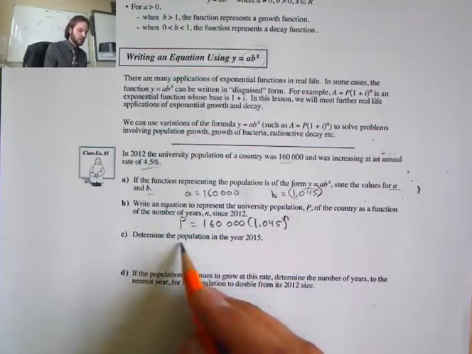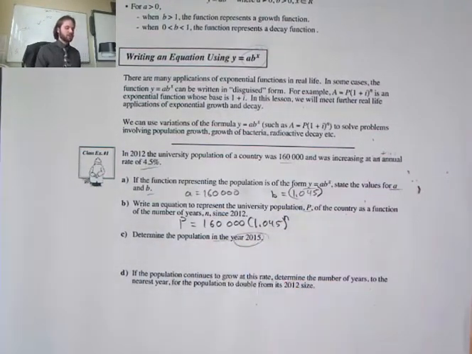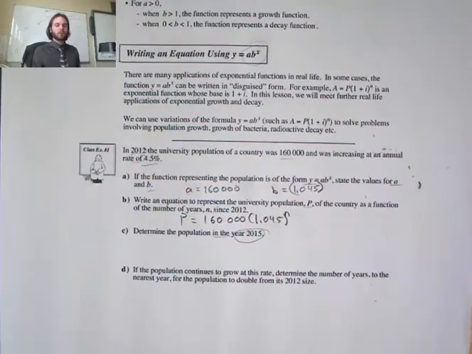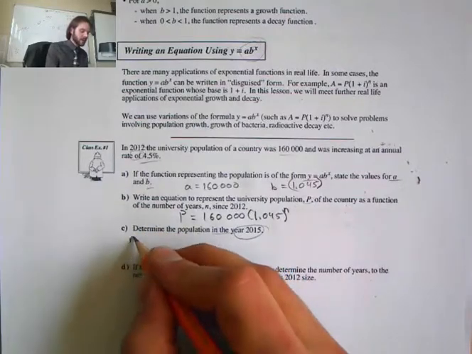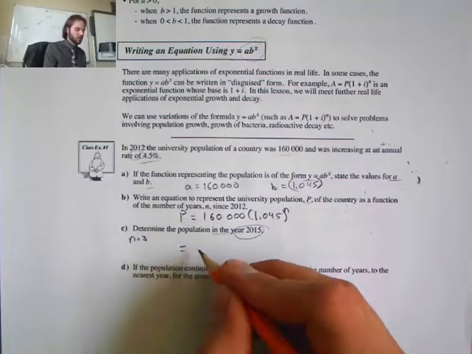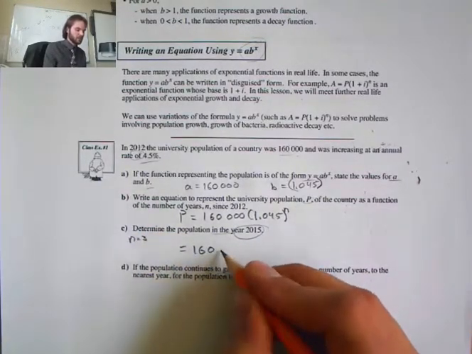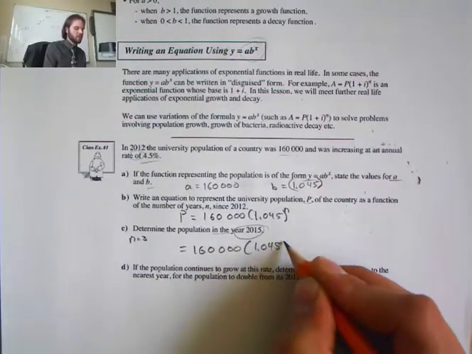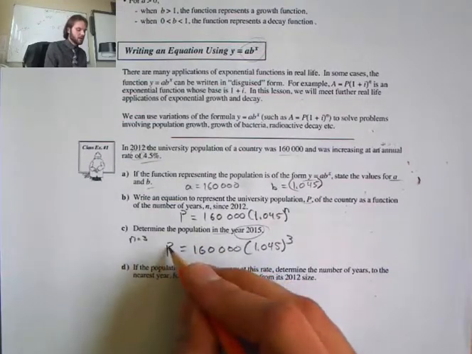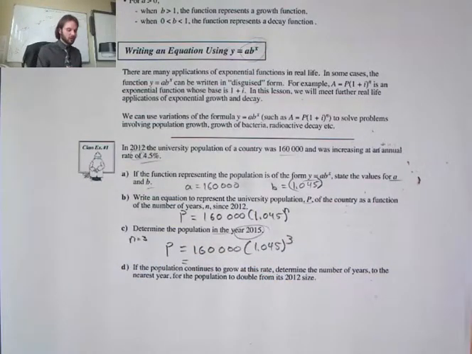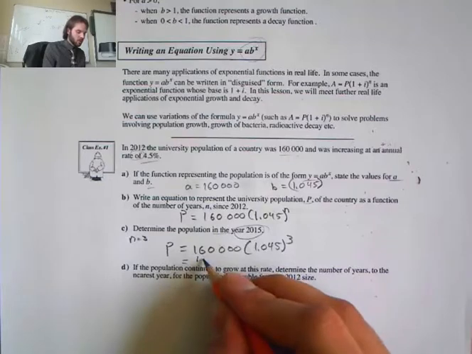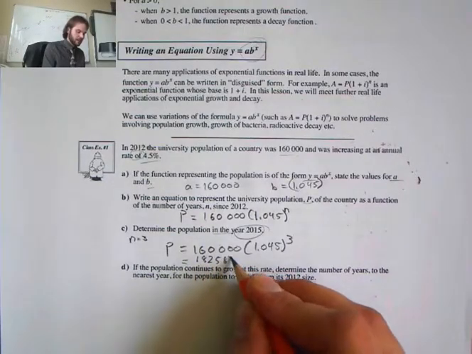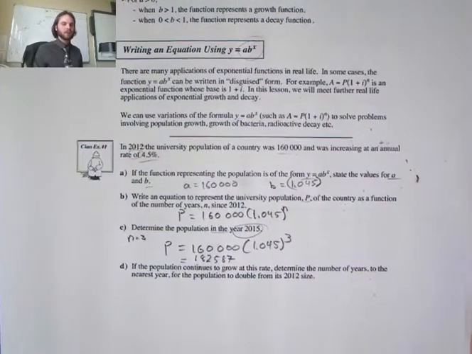Determine the population in the year 2015. Well, our starting year was 2012, so now we want to find the year 2015. My n is going to be equal to 3. So that's just equal to 160,000 multiplied by 1.045 to the power of 3. Now I plug that into my calculator, multiply that all together, I'm going to end up getting 182,587. Okay? There we go.